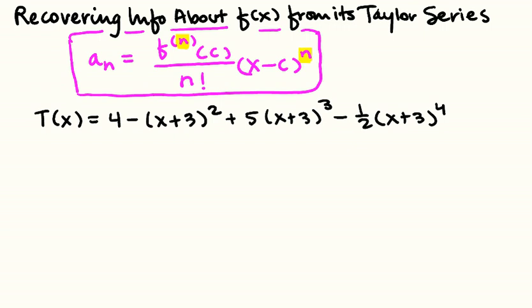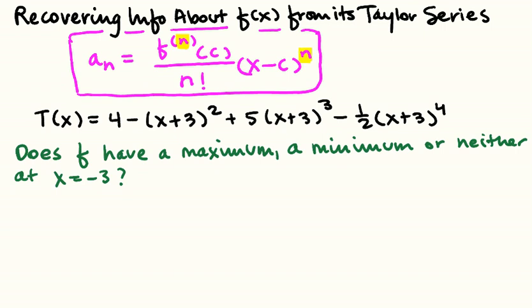All right, the last example I've got for you is, here's a different Taylor series for some function around x equals negative 3. Determine if there is a relative maximum, a relative minimum, or neither at x equals negative 3. So remember, when we're trying to determine maximum, minimum, or neither, we need to either do the first derivative test or the second derivative test.